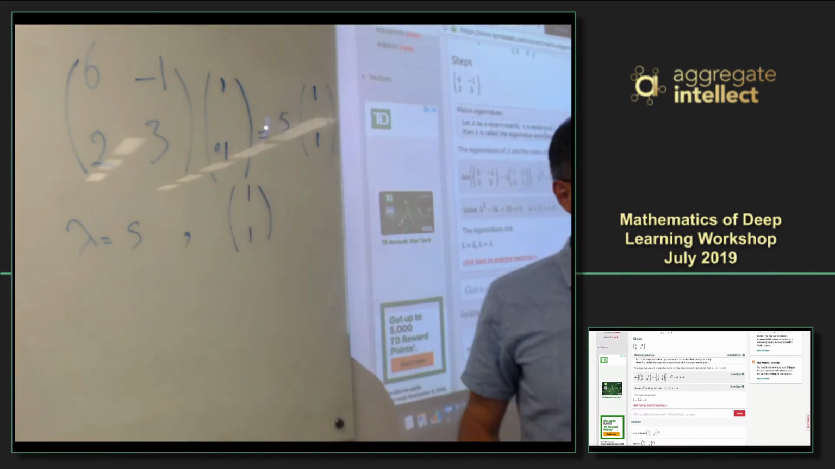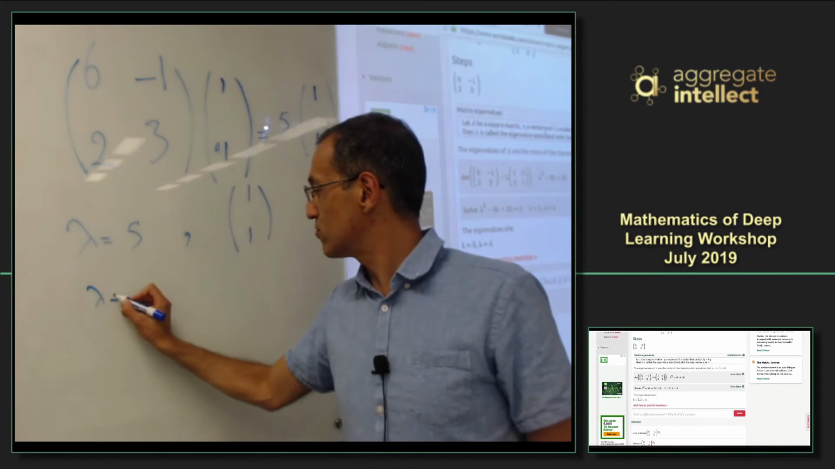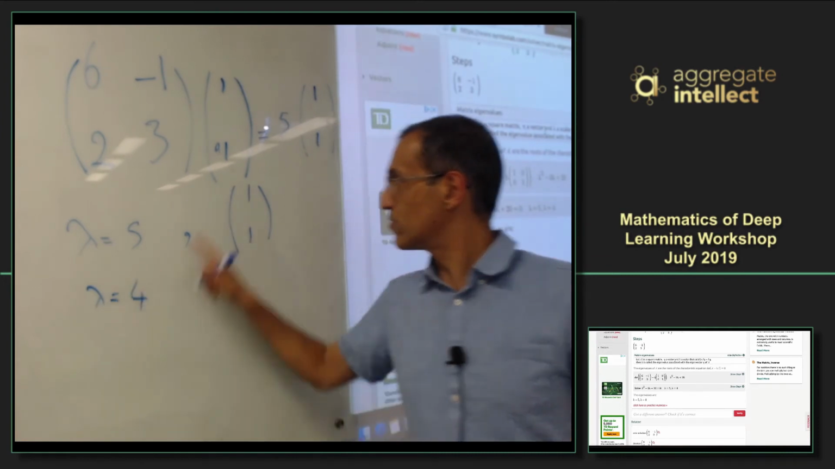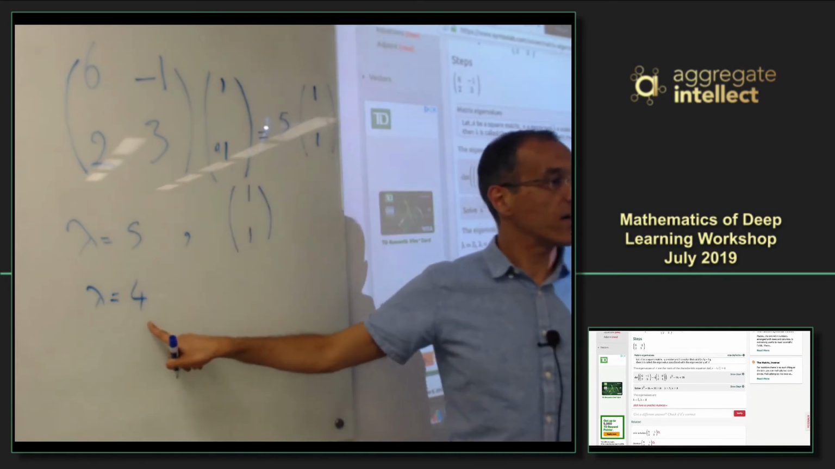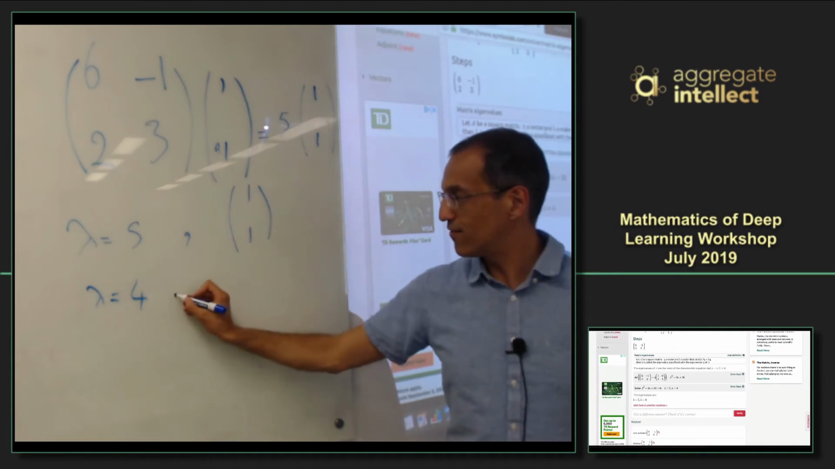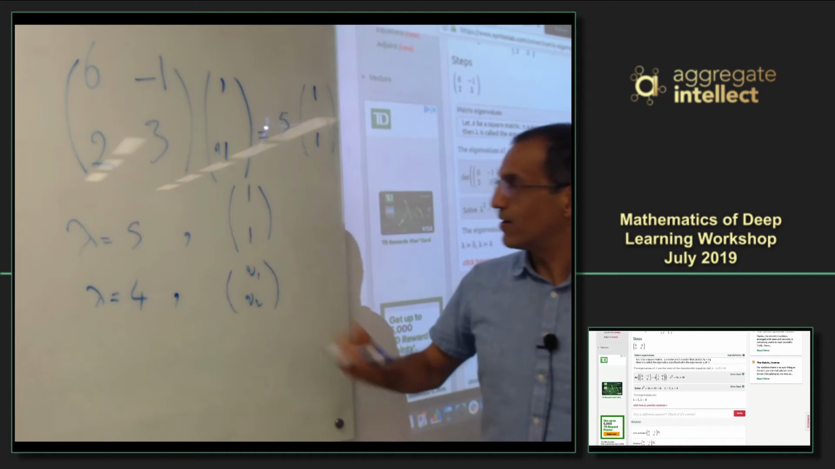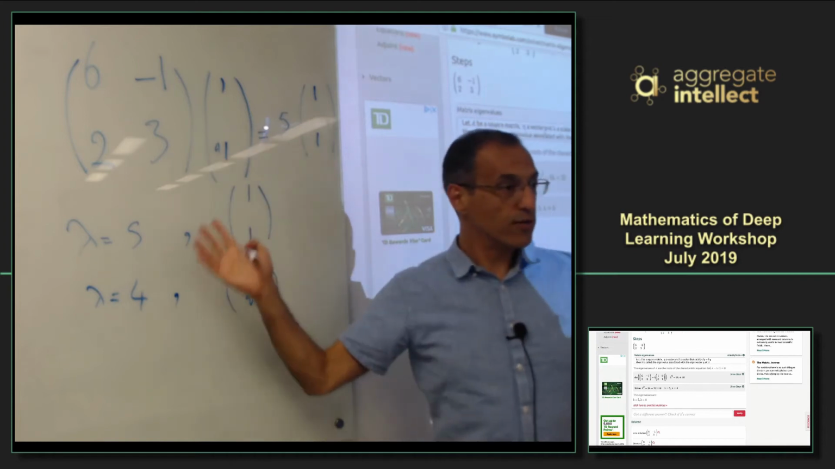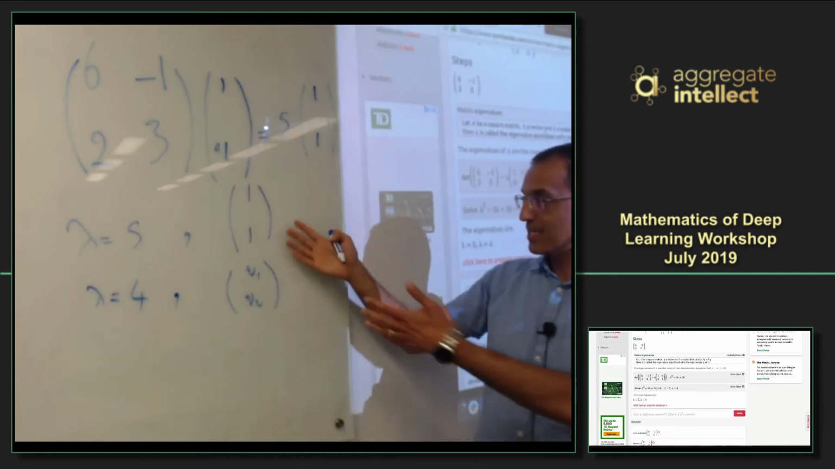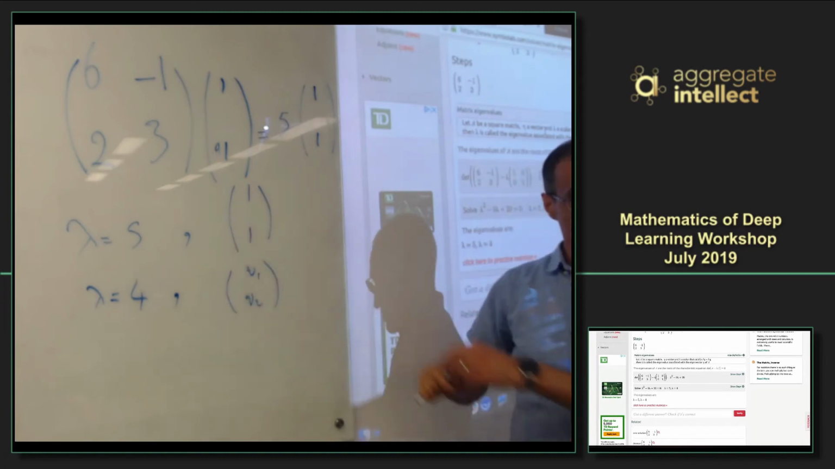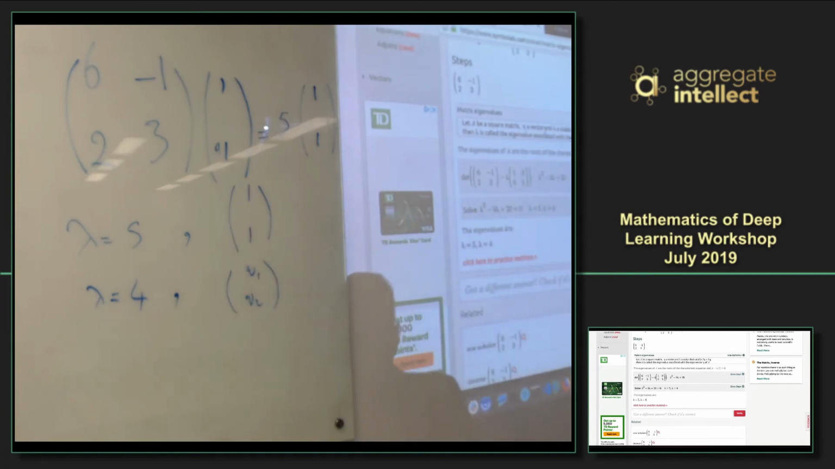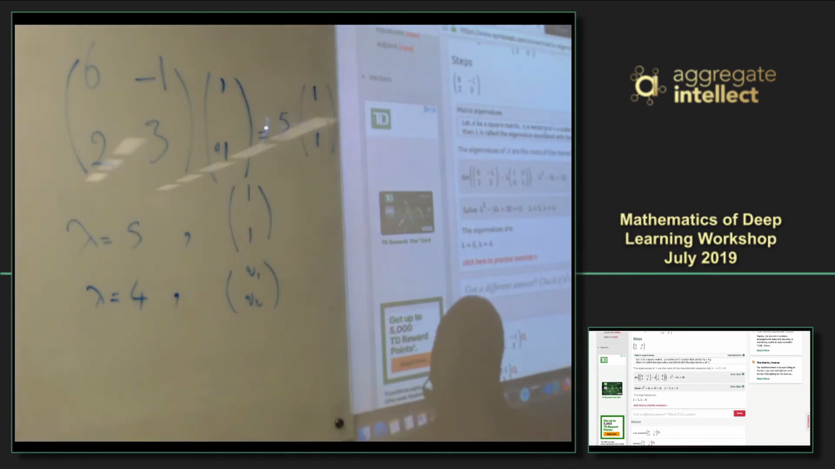As an assignment at home, you repeat the same thing with the second eigenvalue, and find the second eigenvector. Then you will see how eigenvalues and eigenvectors are computed, and then we can put them together and build the matrices.